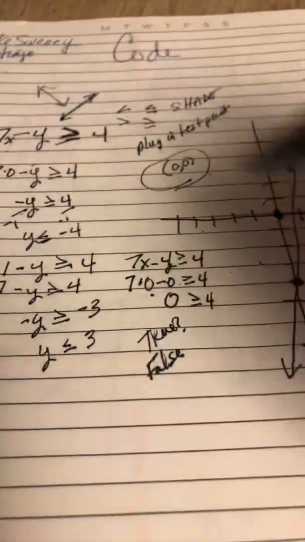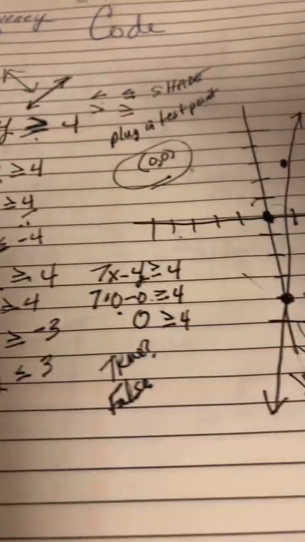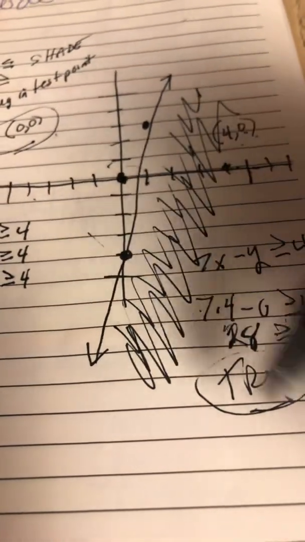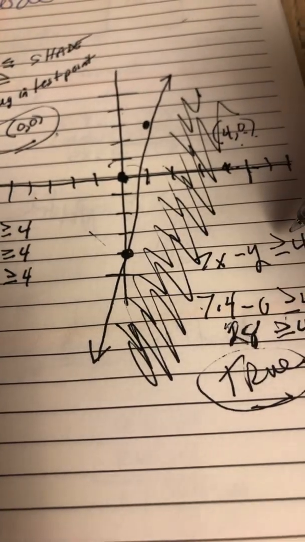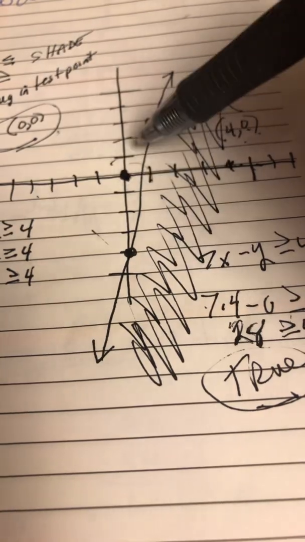So you pick a spot, you plug it back into the equation. If it gives you a truthful statement, then where that spot was is the side of the graph that gets shaded. If it's a false statement, then it's not that side, it's the other side.